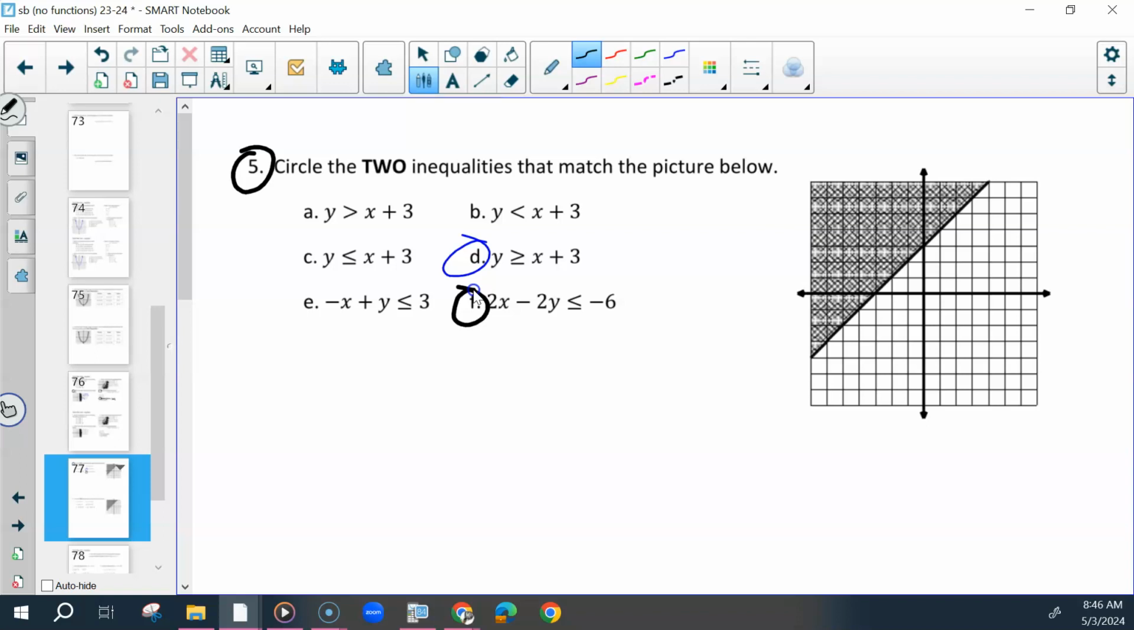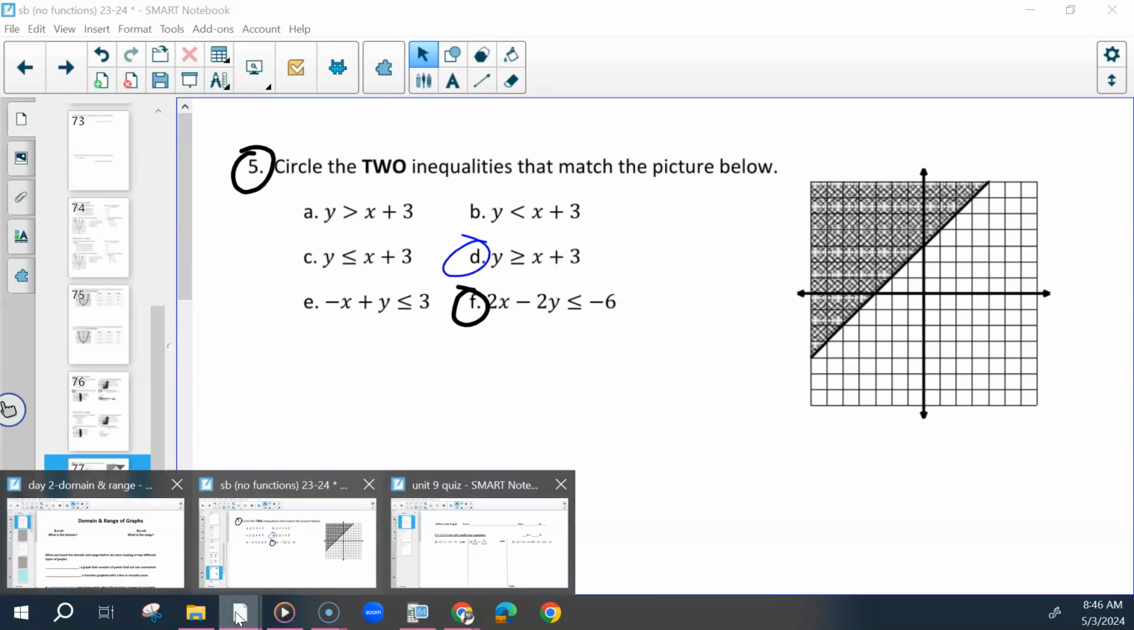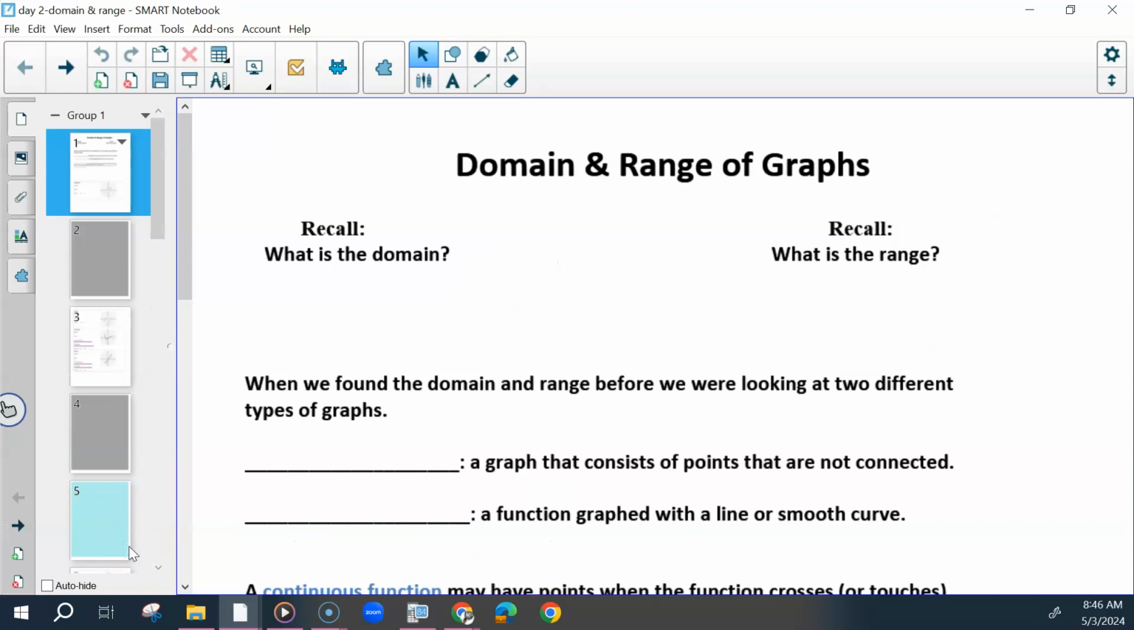Next class will be the last shark bite of the year. And then turning in your shark bite info sheet will be formative, so make sure you have all of those. Look at your notes.